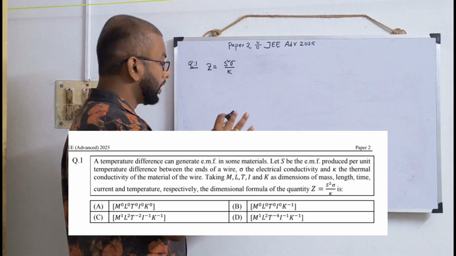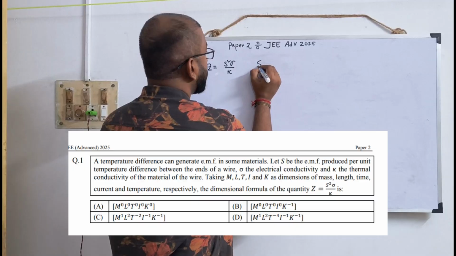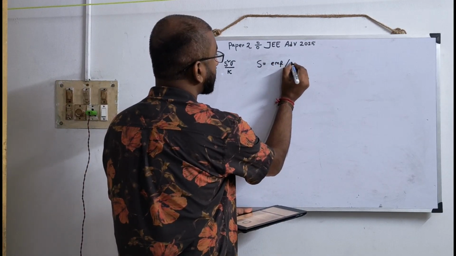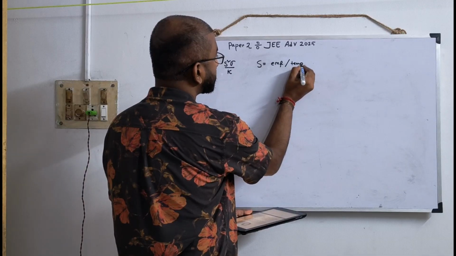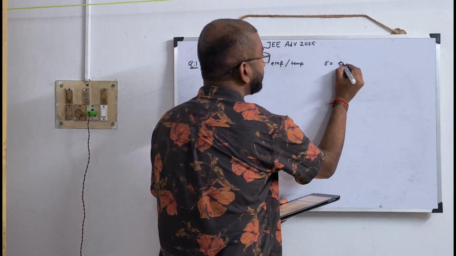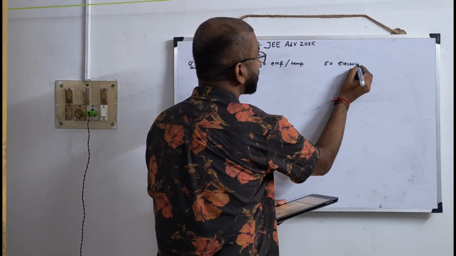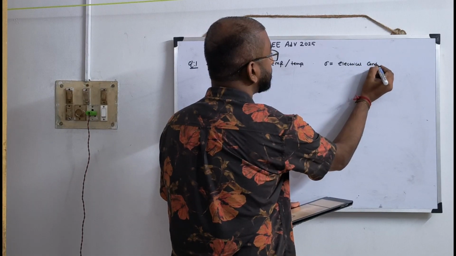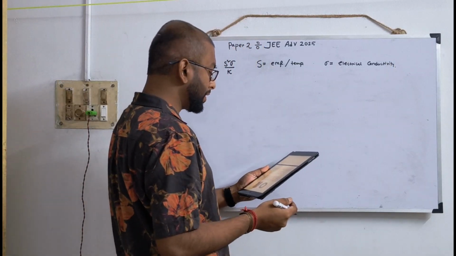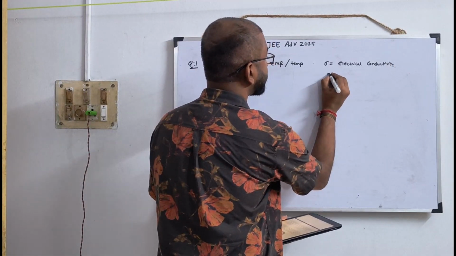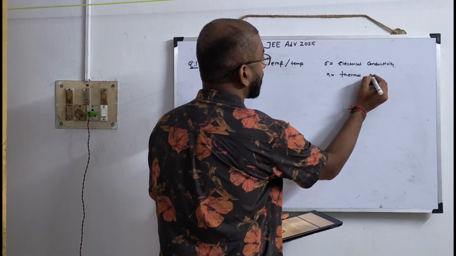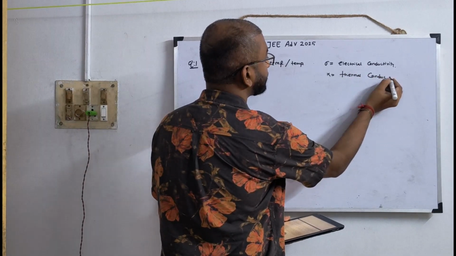So see, whatever is mentioned, S is the EMF produced per unit temperature difference. Sigma is the electrical conductivity, and the final one is kappa, that is the thermal conductivity.